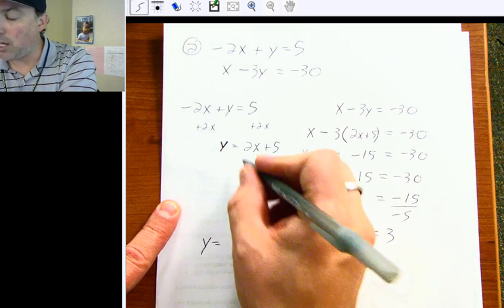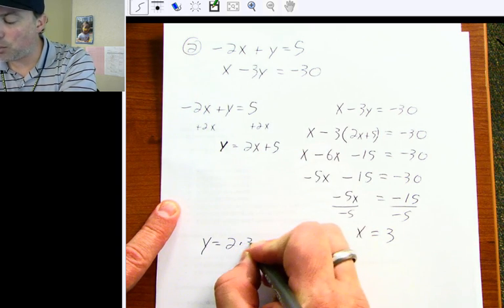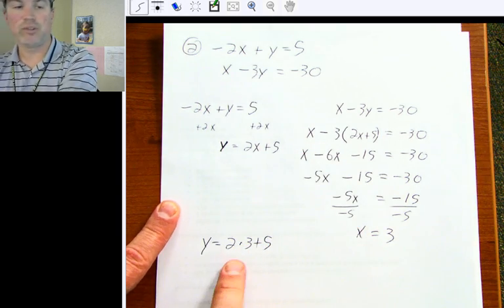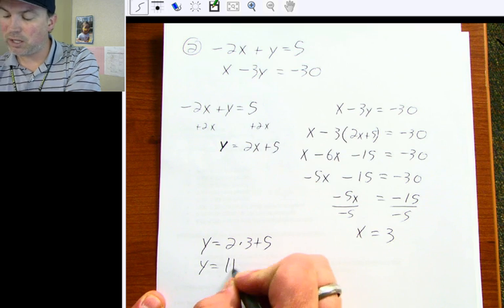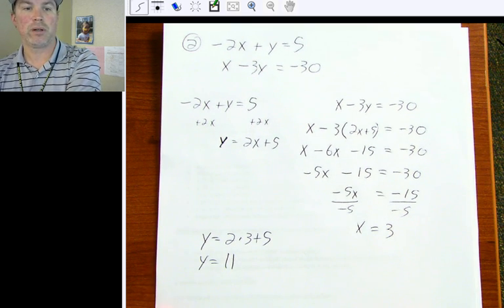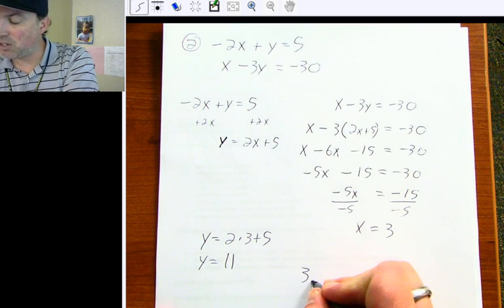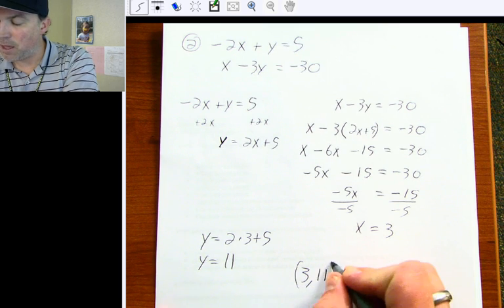And you go y equals 2 times 3 plus 5. 2 times 3 is 6. 6 plus 5 is 11. So y is equal to 11. So my answer as a coordinate is (3, 11).